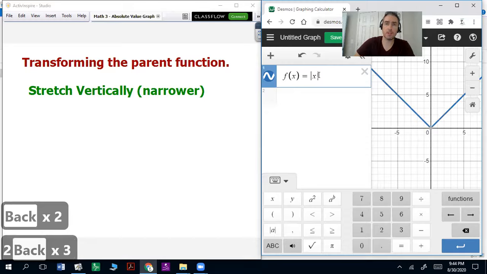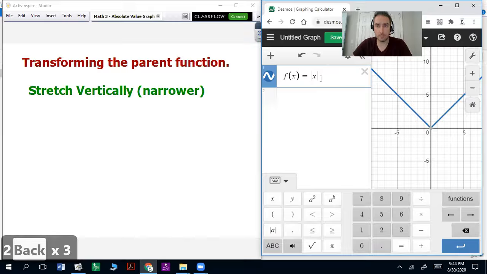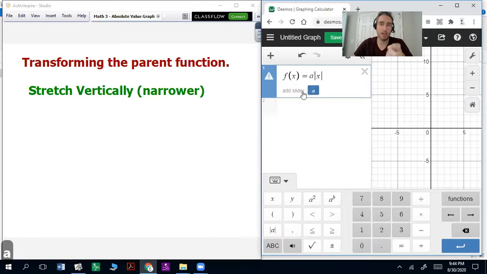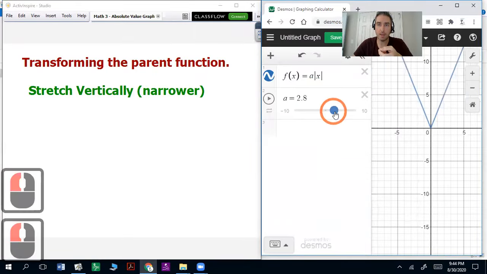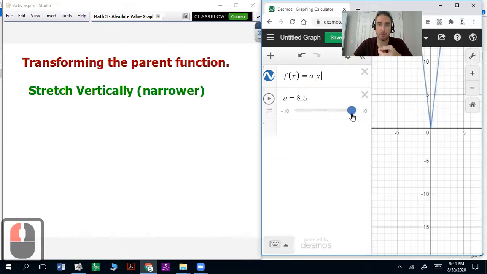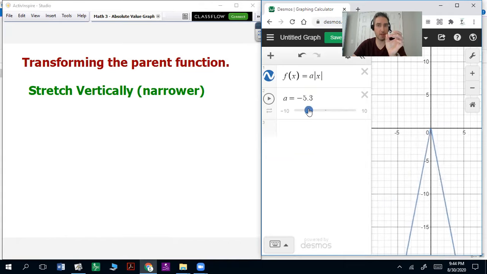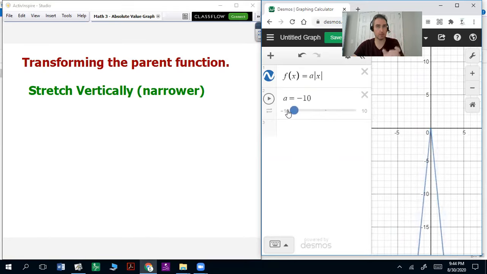And you can actually play around with it. Something really cool that I've noticed, you can put a little slider. If I type in A, it'll say add slider, and I can kind of see what happens. So the higher that gets, the more narrow it becomes. And of course, in the negative direction, that is true as well. So -10s are real narrow, then stretched vertically, but it's also then reflected.